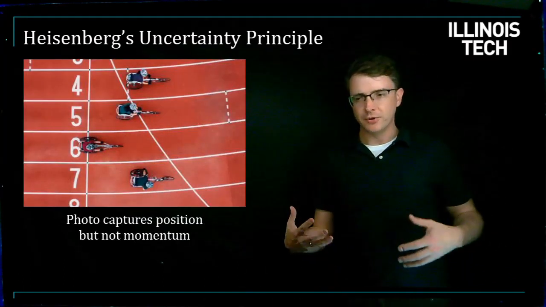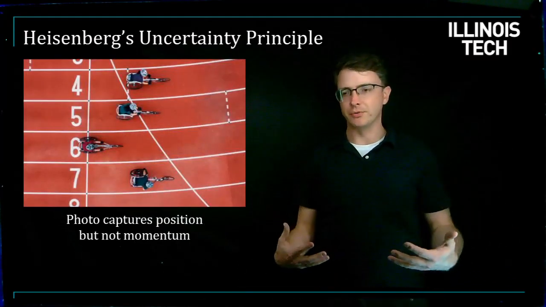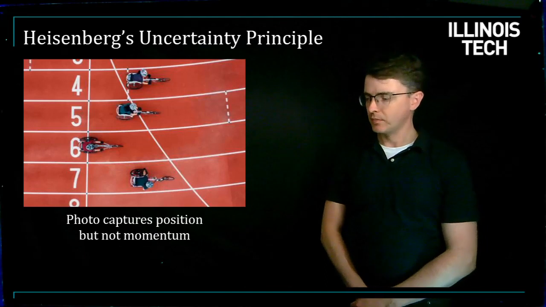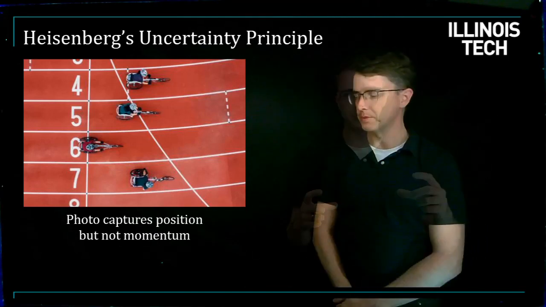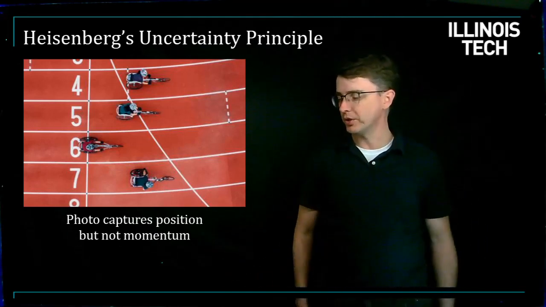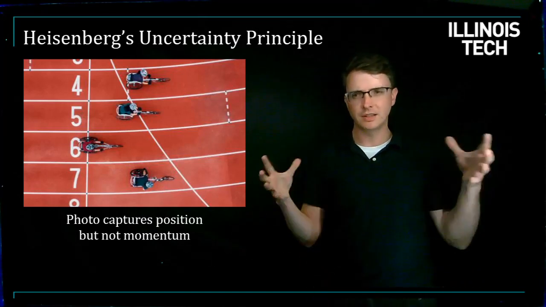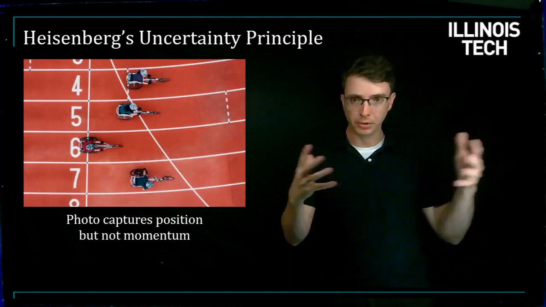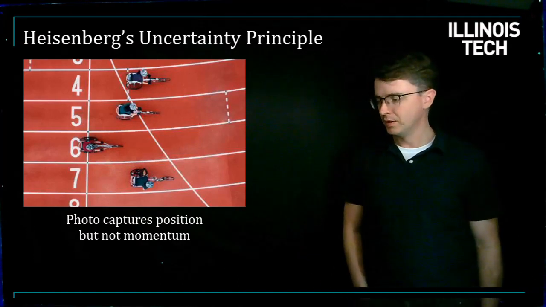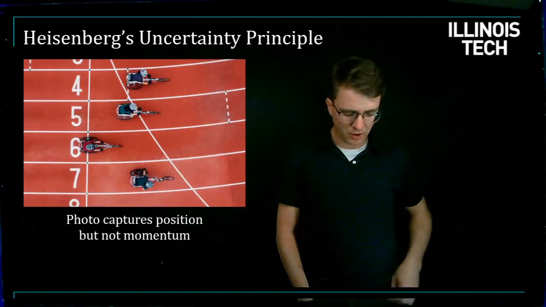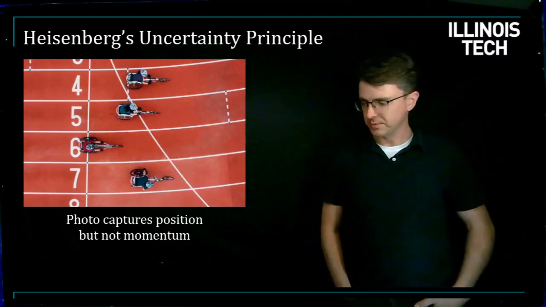On the other hand, if you're doing a photo finish at a race, for example, like shown here, you want a very short exposure. So this photo was taken with a very short exposure. You can see exactly where the people are, but you don't really have any sense of how fast they're moving. There's no blur associated with them. This is the same kind of idea that is encoded in the uncertainty principle.